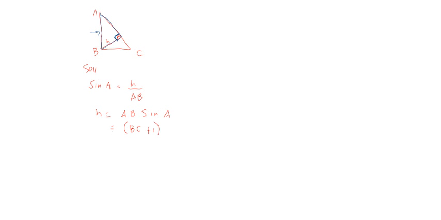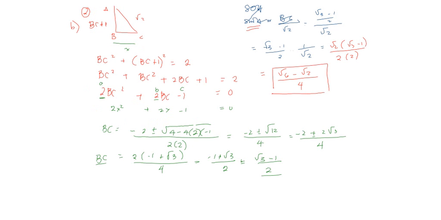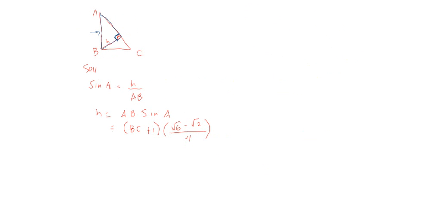And AB is given to be BC plus 1. And our sine A, even if you were not able to solve B, it is stated that sine A is equal to square root of 6 minus square root of 2 over 4. So you can miss the answer in letter B, but here you can just use the value for sine A. So BC plus 1, what is BC again? Let us move back. BC is square root of 3 minus 1 over 2. So this is equal to square root of 3 minus 1 over 2 plus 1, let's say 2 over 2, and we multiply this by square root of 6 minus square root of 2 over 4.